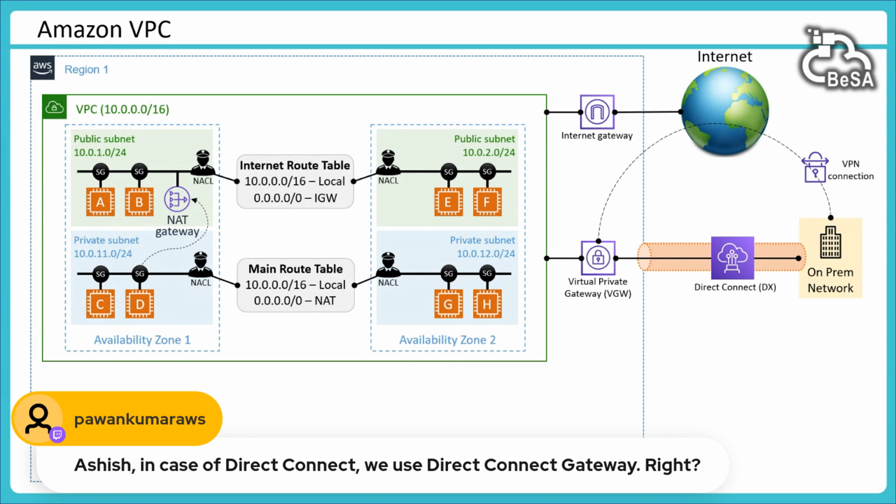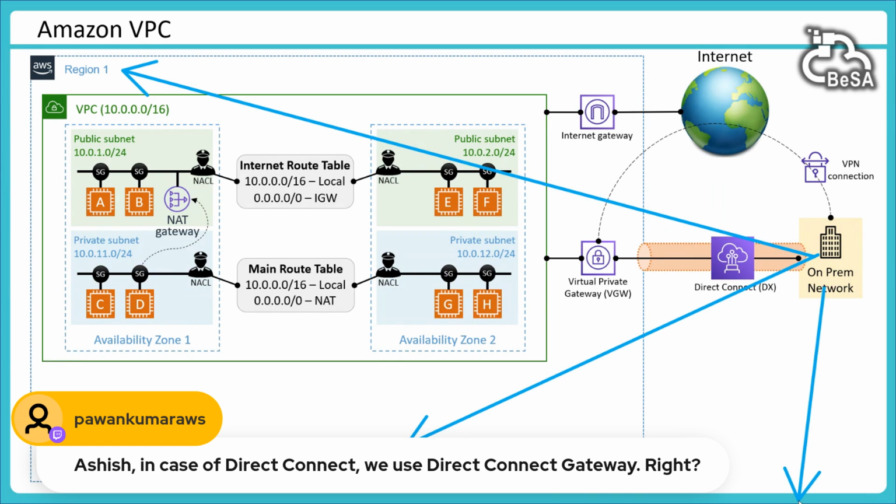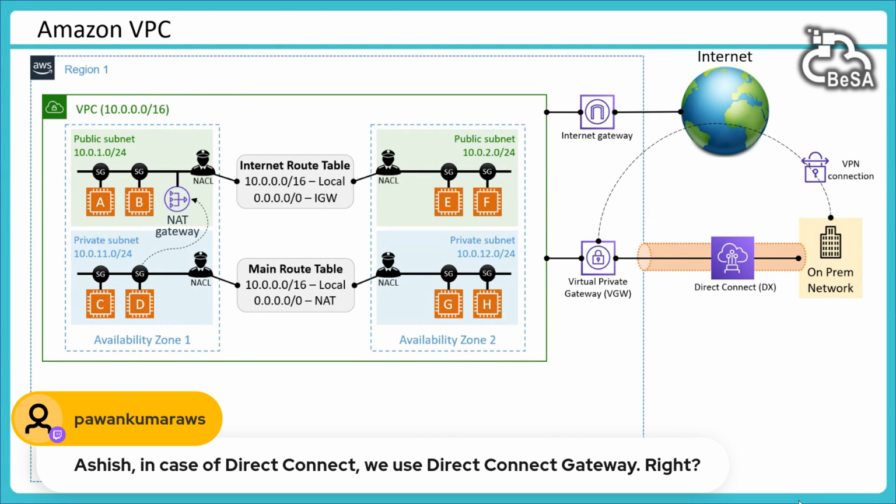Direct connect gateway is a good use case when you have an application which requires multi-region connectivity. Right now, if you see, this connection is bringing me to only one region. But what if I have to go to multiple regions? At that time, DX gateway would be a better choice. So we will use DX gateway then, but not for every use case.